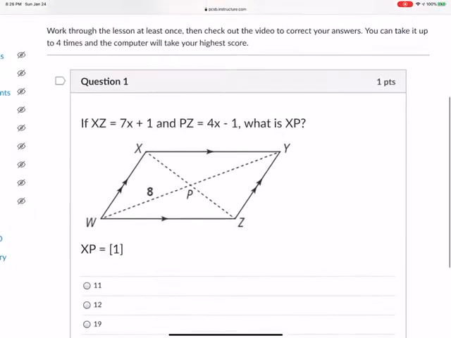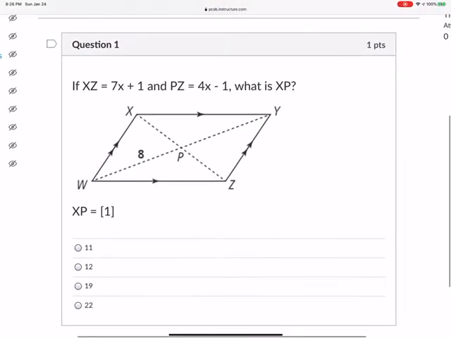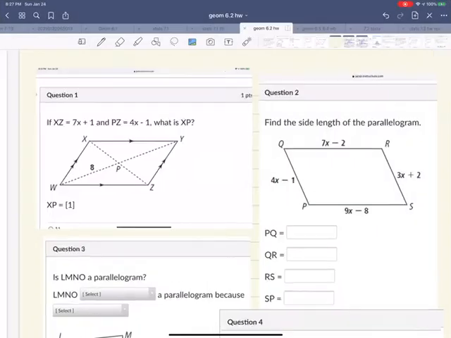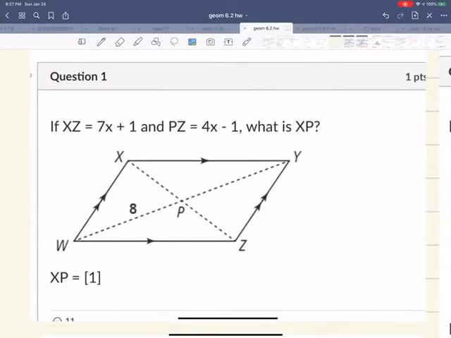Okay, so question number one, we're going to solve for XP. So let's do it. If I go to my notes here, let's zoom in. It says this is 8. Okay, so we know that this distance and this distance, since it is a parallelogram, they don't say it, but these symbols would tell us it's a parallelogram. So that would be 8.